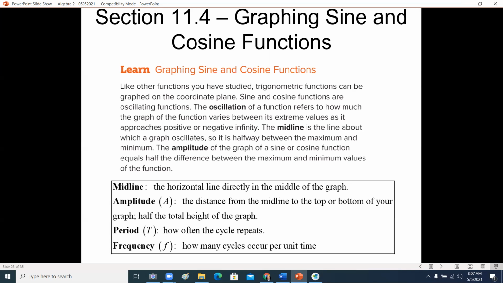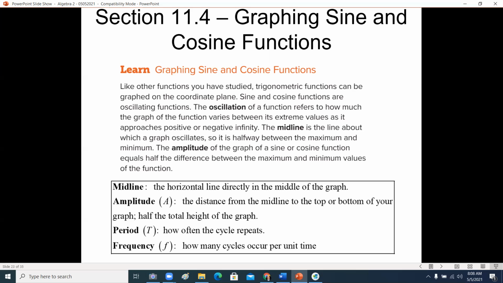Until you see a graph of sine and cosine, these terms don't make a ton of sense, but as soon as you do, it'll make good sense. But you have your handout in front of you. You can already see from looking at your handout that there is a middle of the graph, a line that goes right through the middle of it horizontally. That's called the midline.